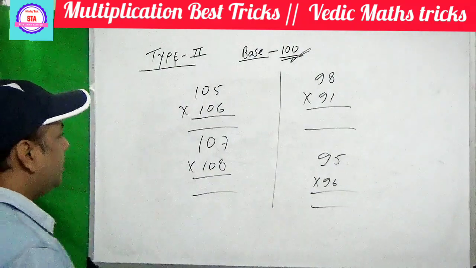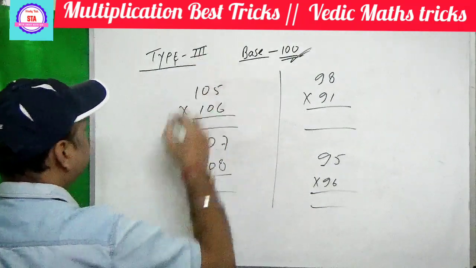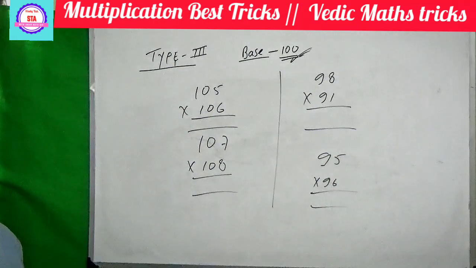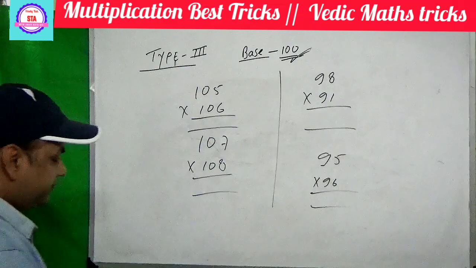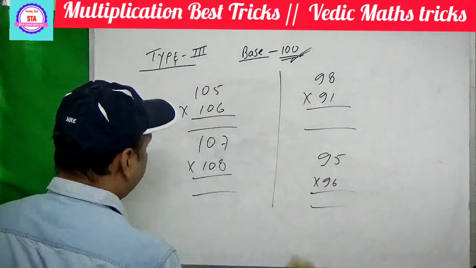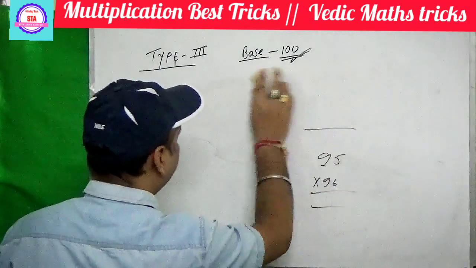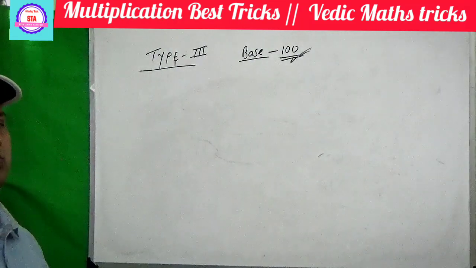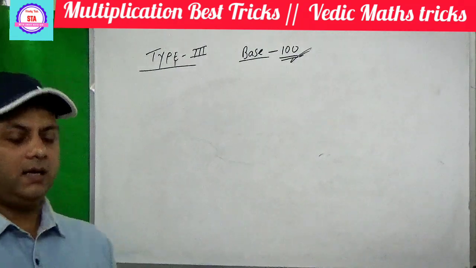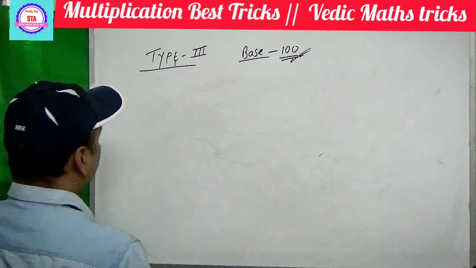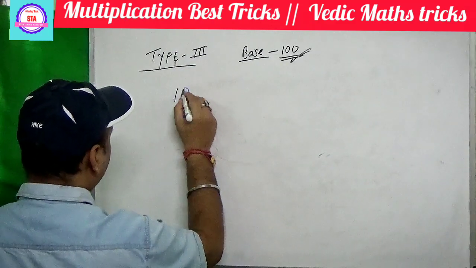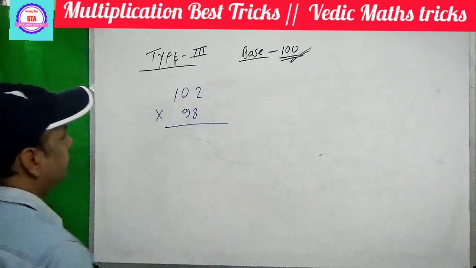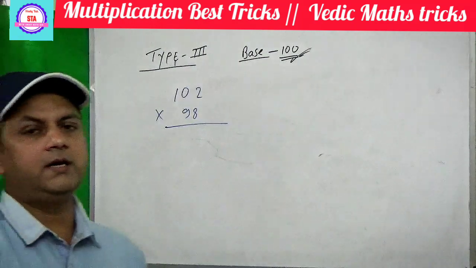Now comes the third type. Third type questions: one number is more than 100, and the second number is less than 100. That is, one number is 102 and the second number is 98. You can multiply 102 into 98.